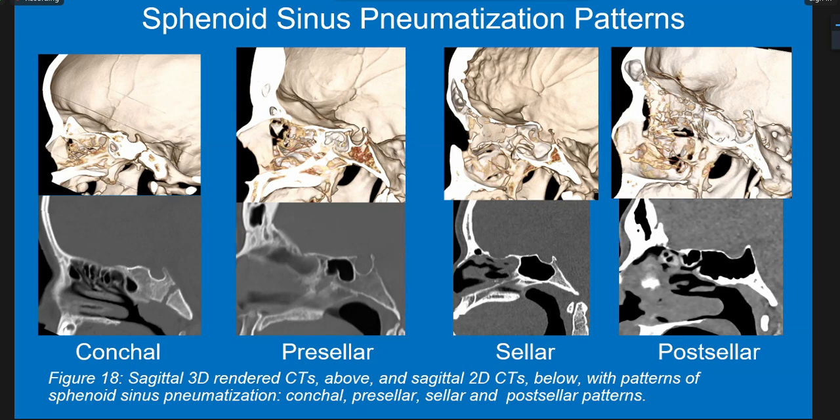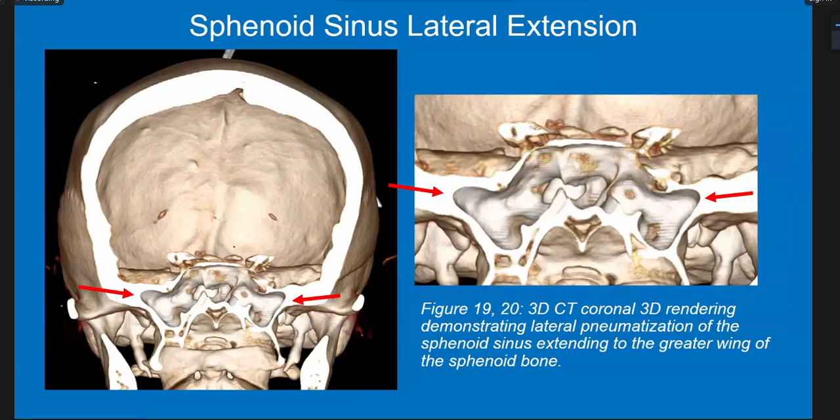You have the 2D and the 3D rendering of that. You have sellar pneumatization, where the pneumatization extends at the level of the sella, 3D and 2D. And post-sellar pneumatization would extend beyond the posterior margin of the sella. So here you can see pneumatization of the dorsal sella, again 2D and 3D.